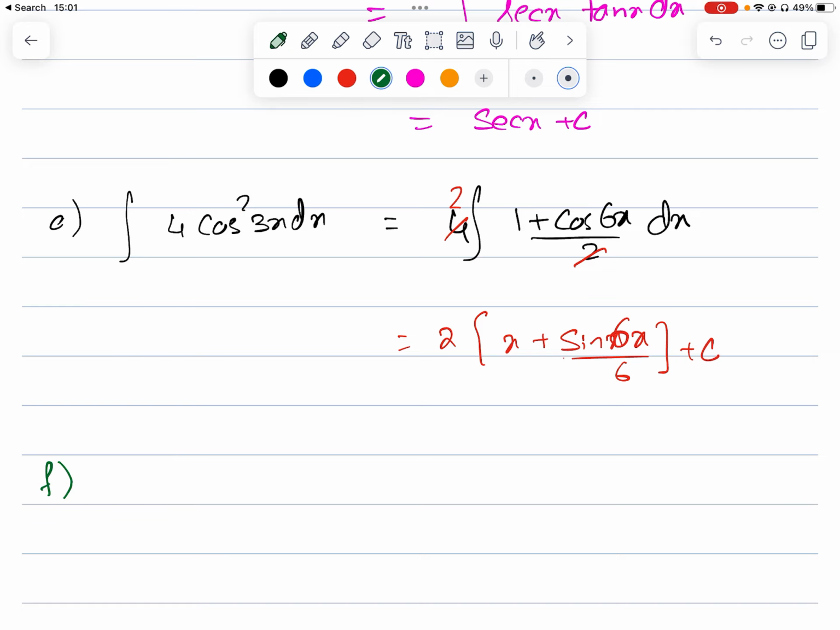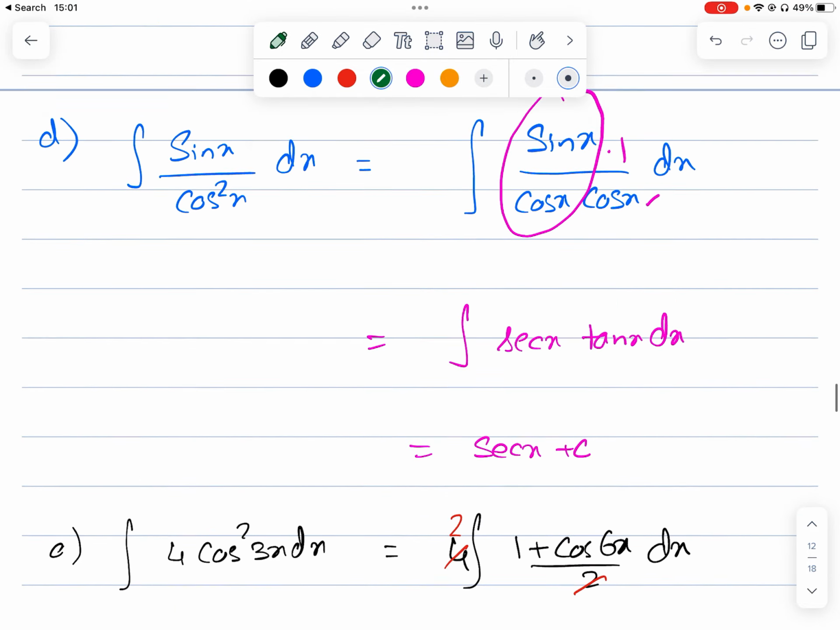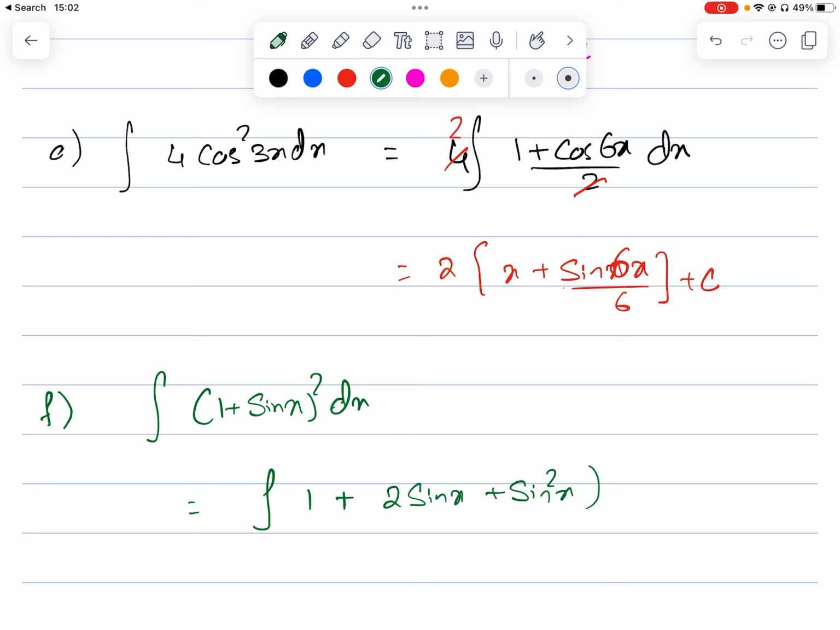F. Integral of 1 plus sin x whole square. It is a plus b whole square: a square plus 2ab, which is 2 sin x, plus b square, sin square x, dx.